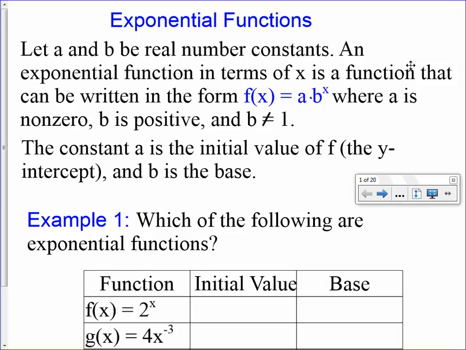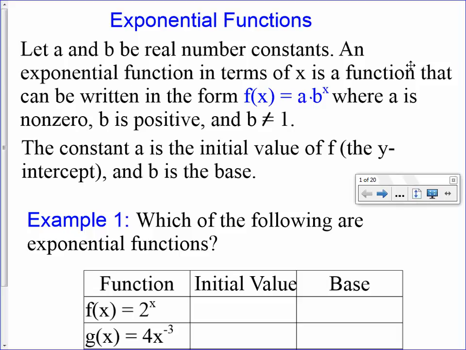An exponential function in terms of x is a function that can be written in the form f of x equals a times b to the x power, where a is non-zero, b is positive, and b cannot equal 1. The constant a is the initial value of f, meaning the y-intercept. To find the y-intercept, you're plugging in 0 for x. So b to the 0 is equal to 1, and then 1 times a is a. And b is the base.